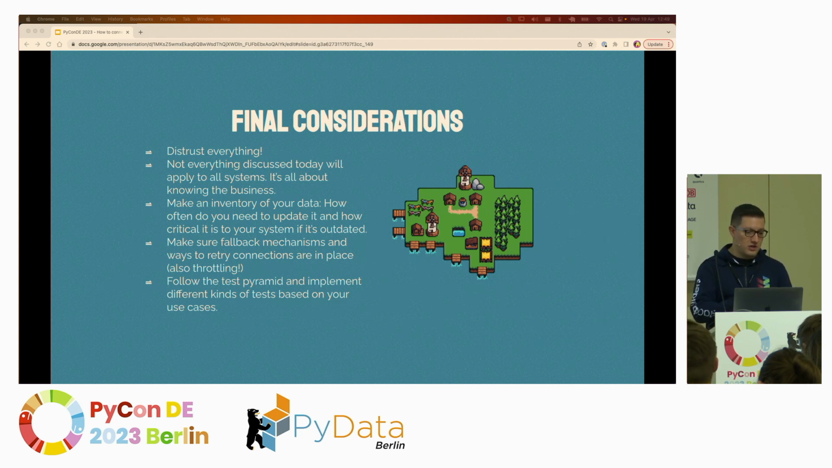Also, we haven't talked about throttling too much, but throttling is in essence just spacing out the connections you make to an external service. This is helpful because you don't want to exceed your rates or your quotas in the services. And in general, I think this is more of a life advice: follow the test pyramid and implement different kinds of tests, based on your use cases. It doesn't make sense to just implement a test suite and bump up that test coverage number. Test coverage means nothing if you're testing everything that you shouldn't test. So that is kind of my suggestion.